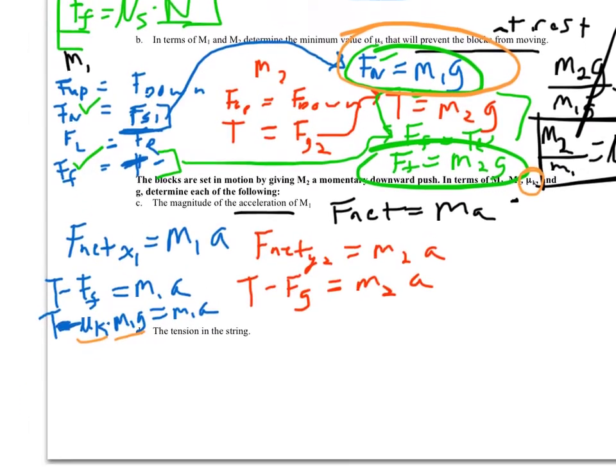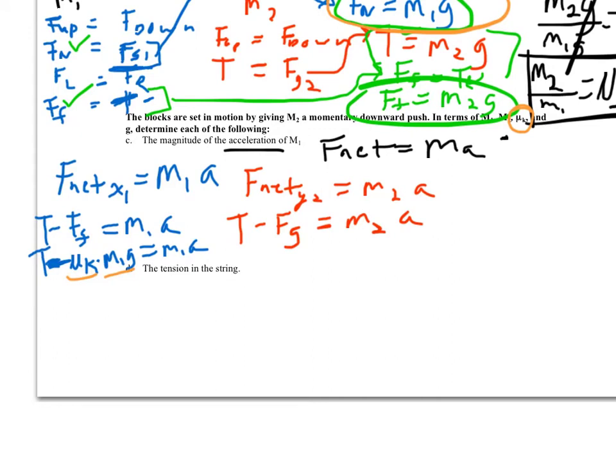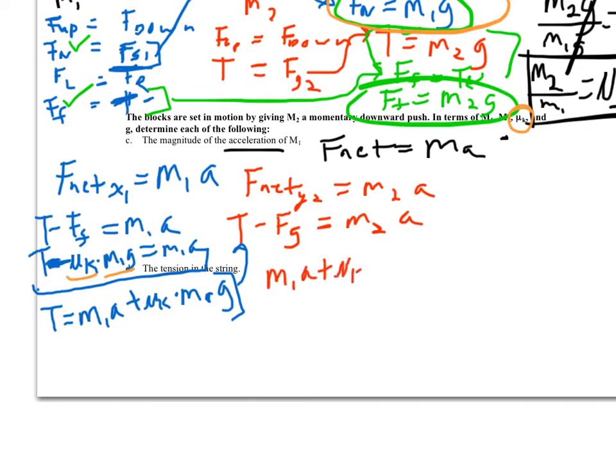May have to cheat again and use the space for part D. I could go ahead and eliminate the tension by solving for it and then substituting. So why don't I solve this equation for tension? So tension equals m1a, I'll add mu k times m1g to both sides, plus mu k times m1g. Now I'll substitute this tension in right here. And so that equation becomes m1a plus mu k m1g, that was all for tension, minus Fg, and that's Fg for box 2. Why don't we go ahead and write this Fg as what it is, m2g. So Fg became m2g equals m2a.